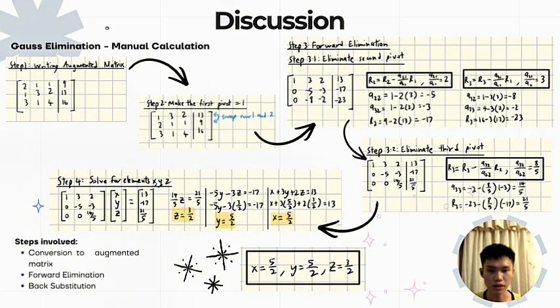Firstly, for the Gauss elimination, we first write the system in augmented matrix form. Then we perform forward elimination to remove the values below each pivot and convert the matrix into an upper triangular form. After that, we use back substitution to solve the equations from the last row upwards and obtain the values of x, y, z.